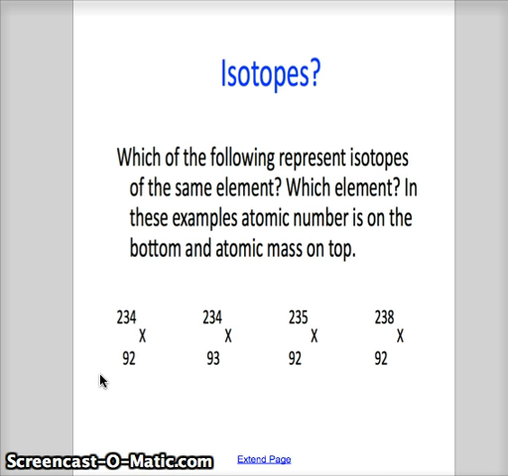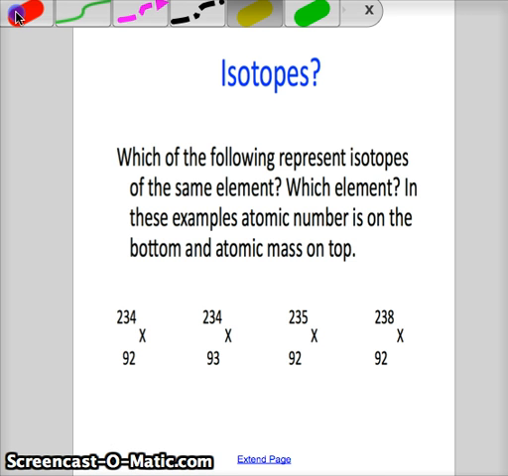In these examples, like we showed before with the worksheet and scientist writing way, the atomic number is on the bottom, and the mass number is on the top. Okay? So take a second, pause it, and try and figure out which ones are isotopes of the same element. All right, I'm assuming you're back now, and we'll go over which ones they are.